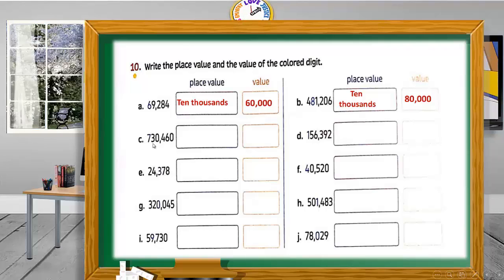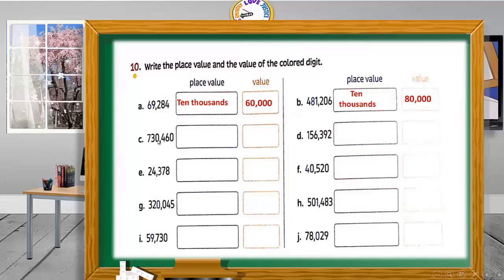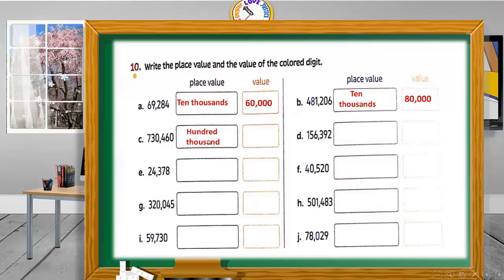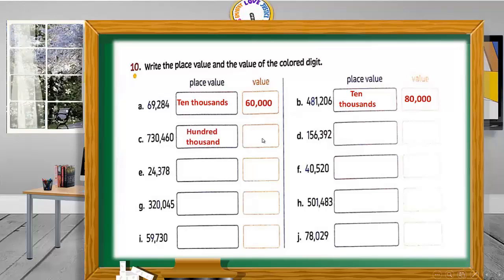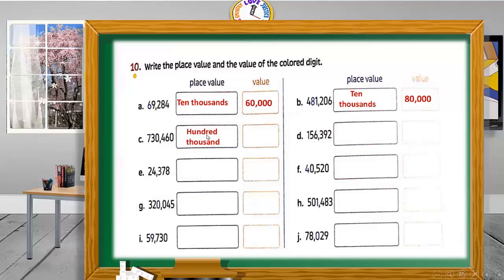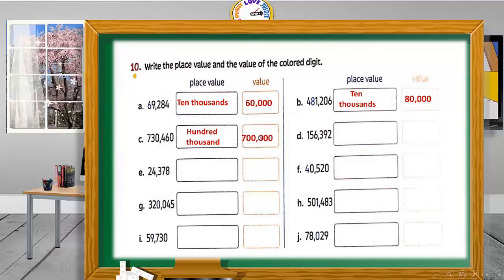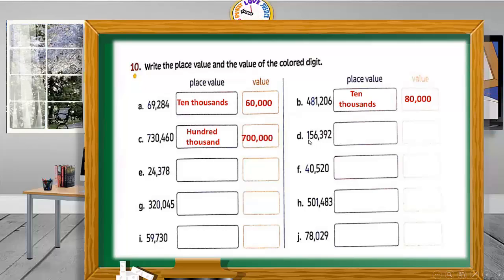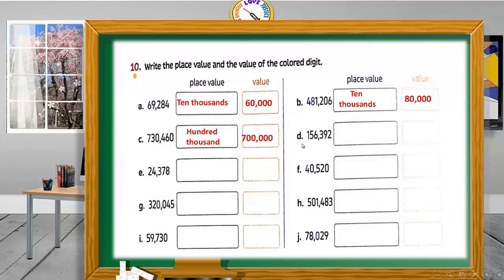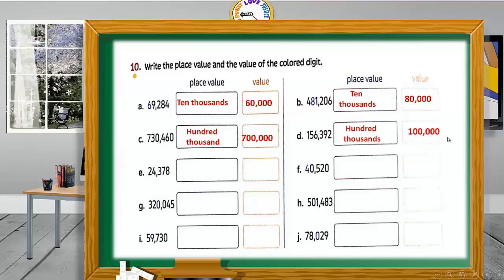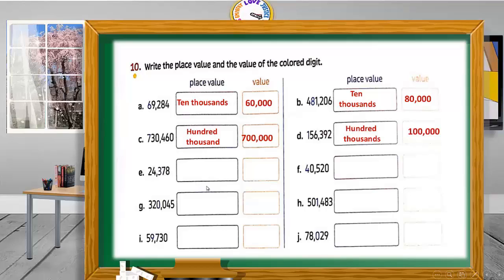See, the colored digit is 7. In which place? Ones, tens, hundreds, thousands, 10,000s, 100,000s. So you should write here 100,000s. And what is the value? You should write 7 and 5 zeros: 700,000. Next one, in which place? Yes, like this, 100,000s. You should write 100,000s and write the value 1 and all the digits after 1 are zeros.